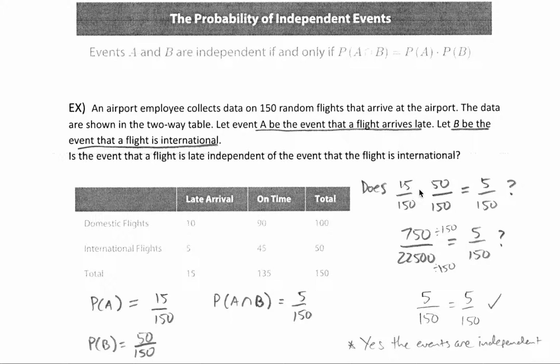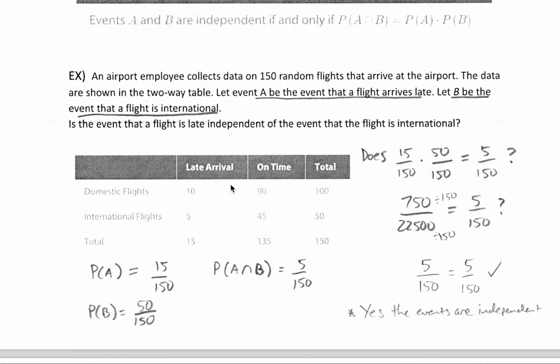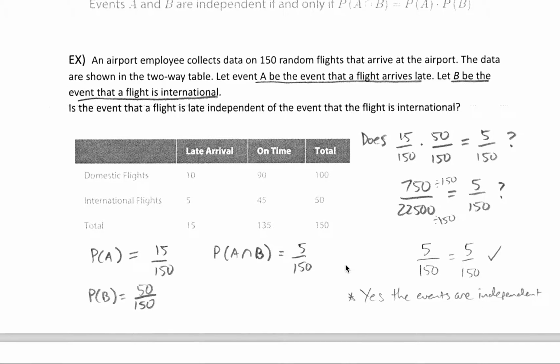So we'll just simplify the left side here and see if it's equal to the right side. 15 times 50 is 750, and 150 times 150 is 22,500. We could reduce these. In case you didn't know, the greatest common factor between those two is 150. And so if we divide top and bottom by 150, we do in fact get 5 over 150. So the product of those two individual probabilities was equal to the intersection of those two events. So those events are in fact independent. Certainly didn't seem like it at first glance, but we can prove it using the math here.